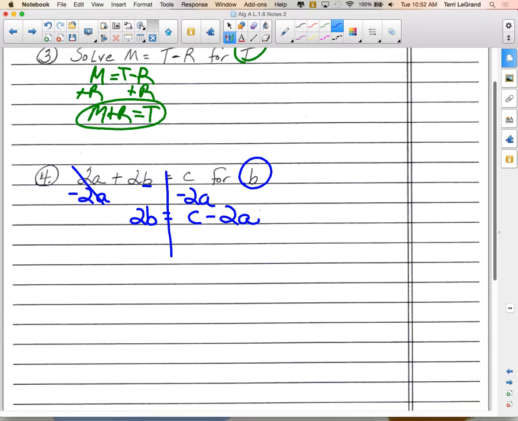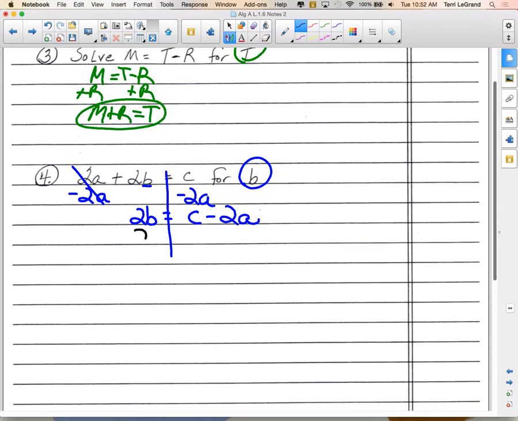Preston, you have a suggestion for us? What do you think we could do next? Remember, it's B that wants to be alone. What's happening to the B right now? Being multiplied by 2. So what do we do to undo that multiplying? Yeah, we need to divide by 2.